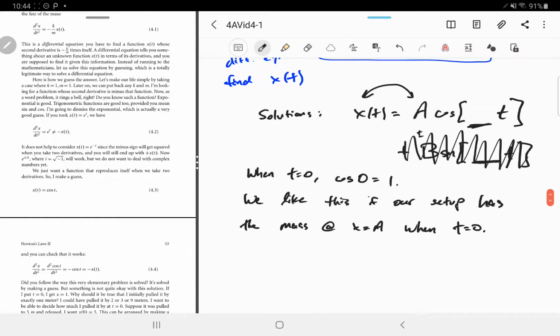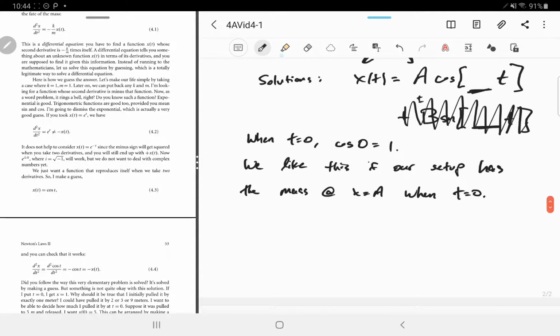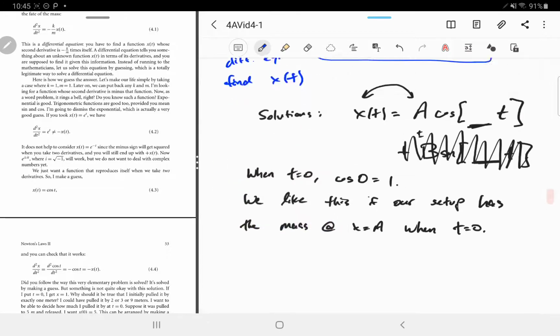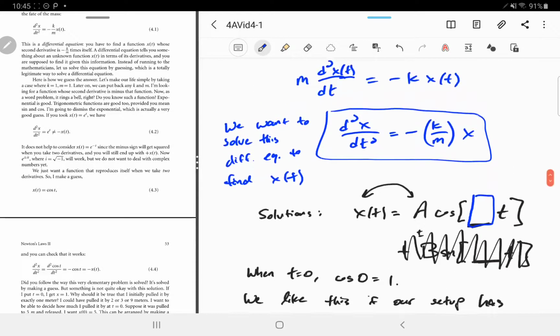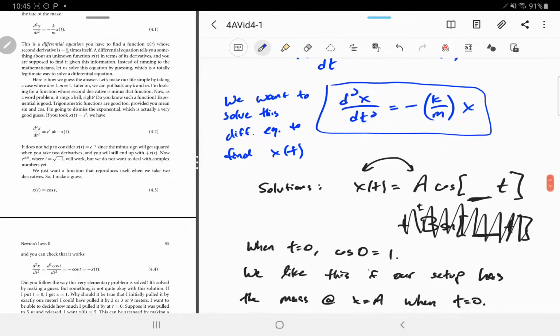So x is a times cosine of a constant times t. Now that constant has to be whatever value it needs to be so that when you take two derivatives, you get k over m in addition to that minus sign. From the chain rule, this constant comes out two times, once for each of the two derivatives. So let's just call it omega right now.